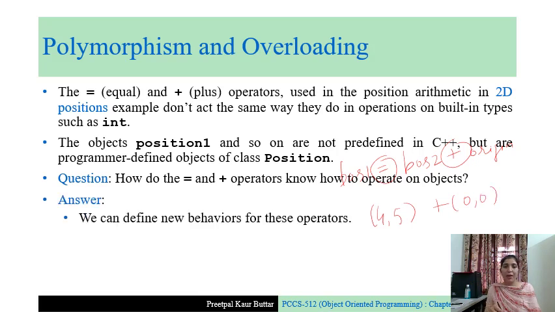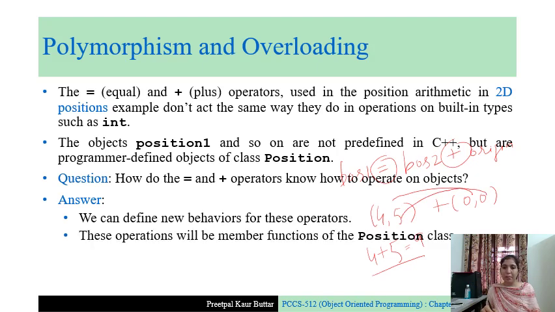The answer is, we can define new behaviors for these operators also. The earlier behavior they know is that they can add two numbers. This is the normal behavior. But the new behavior is adding the 2D positions. They have to add the first coordinate, the x coordinate, to the corresponding x coordinate, and add the y coordinate to the corresponding y coordinate. How do they know that I have to do this? Because we are defining it, we are telling them. So these new operations will be members of the position class.